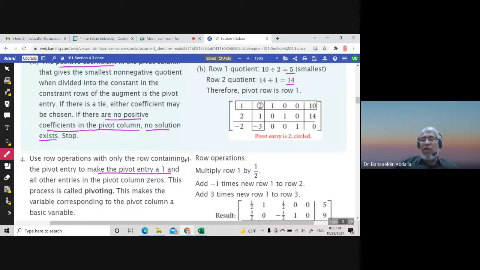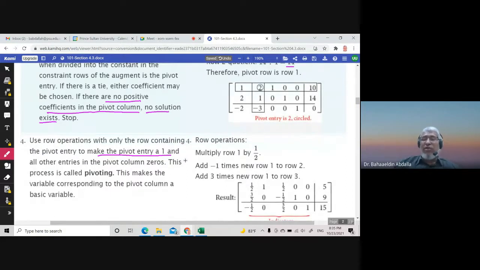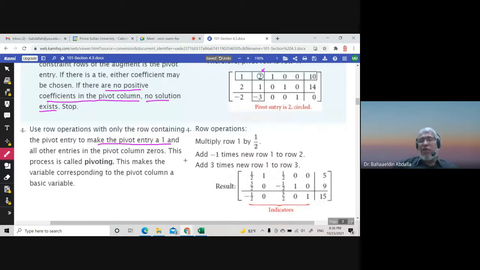How? We divide by 2, or we multiply by half. Once we divide by 2, we will get 1. Then we use this 1, the pivot entry, now it's 1. We use it to make these two numbers, 1 and -3, zeros. So we need to have the column, this column, 1 0 0.